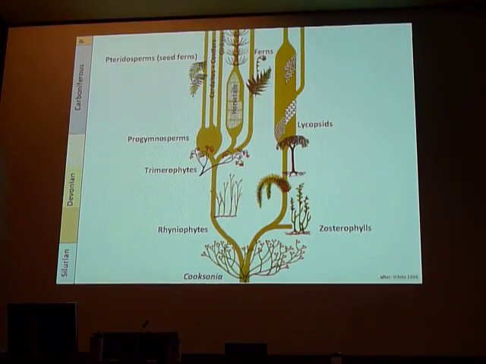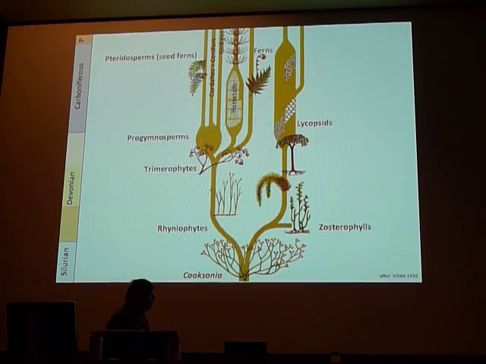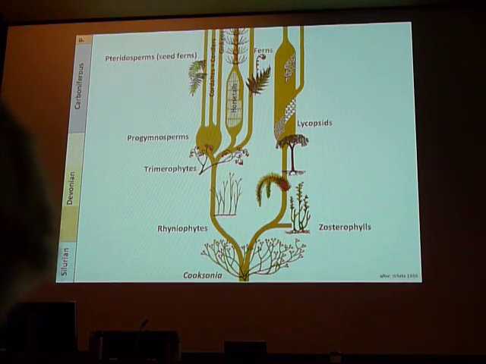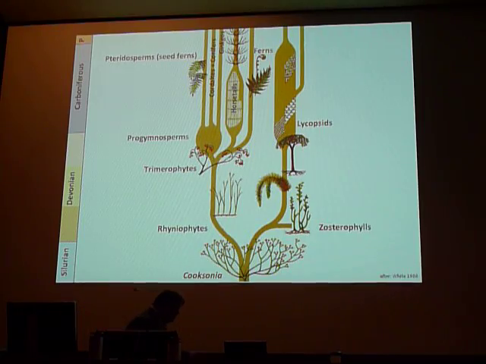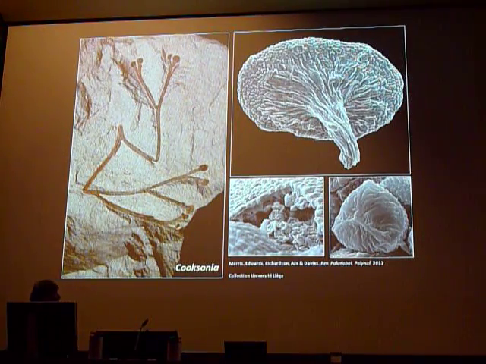Explosive radiation of that plant, and by the end of the Devonian, all plant groups except for the angiosperms were already there. They evolved from very minute plants, not bigger than this, into real trees, for instance, these progymnosperms. And the first land plant is Cooksonia.